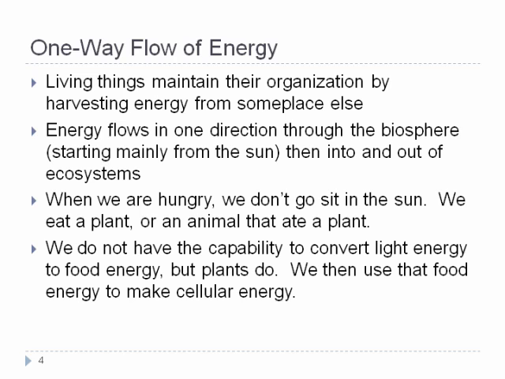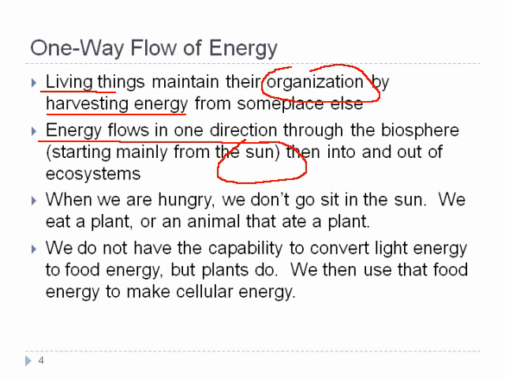And so there's a figure that we're going to look at in just a second that shows the flow of energy through biological systems. And so energy flows one way through the biosphere. We get most of our energy from the sun. Energy flows mainly from the sun into and out of ecosystems. And so living things help maintain their organization by harvesting that energy. Most of the time, living things have to get their energy from someplace else.